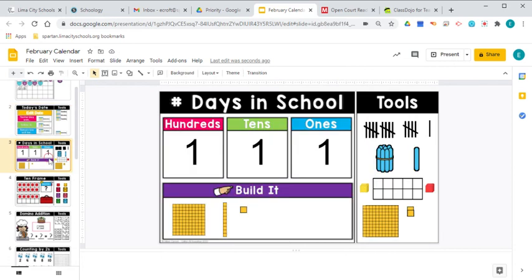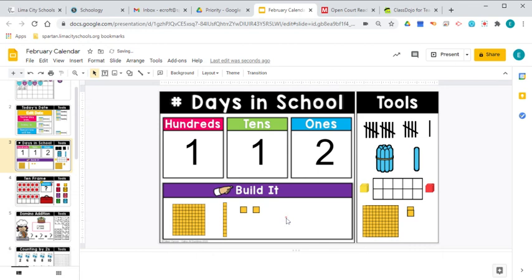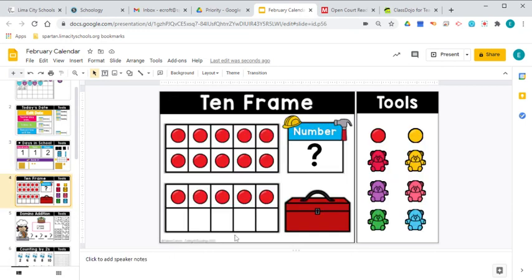Let's go ahead and count how many days we've been in school. We're going to add a single block here, a 1, and take a look at what we have. We have 100, 110, but now we've got 2 ones. So we're going to change that. So we have been in school for 112 days. There's 100, 110, 111, 112. 112 days of school.